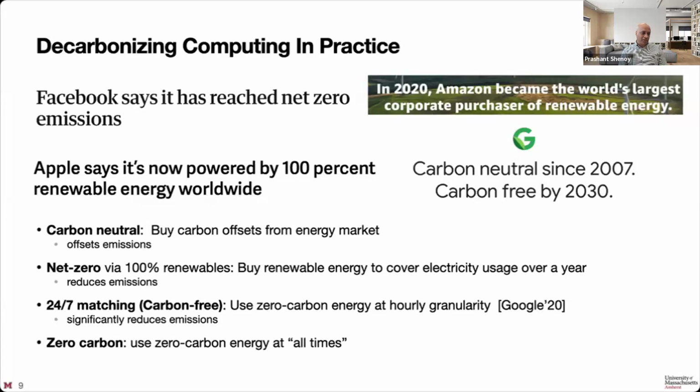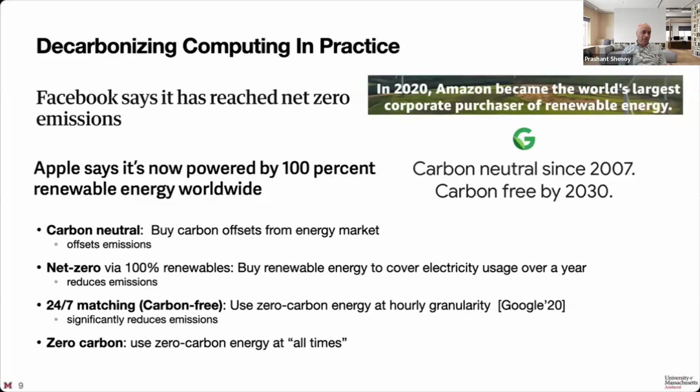And then the last term, which nobody is using yet, but is something we should all be thinking about, is what I'll call zero carbon. Zero carbon means you are using zero carbon energy at all times, which means you are really not generating emissions at all from your operations. And that's really the holy grail of where we need to be. So this is really a spectrum in terms of how green you are. Carbon neutral is really not that green in the sense that it's still generating a lot of emissions. Net zero is a bit better. 24/7 matching gets you even closer towards zero carbon, and our goal really ought to be zero carbon energy use at all times.